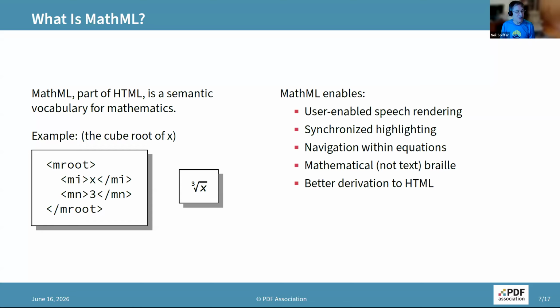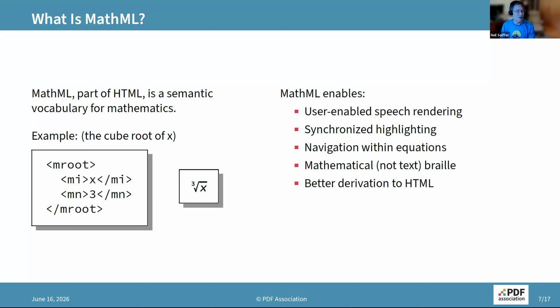I have an example here. You see all the funny angle brackets. That's just like the other HTML tags. This example is the cube root of X. And so it begins with an mroot. And there's two parts to it. You have the radicand, which is the X, and that's a math identifier, an mi. And you have the index, which is 3 to make it a cube root, and that's an mn.